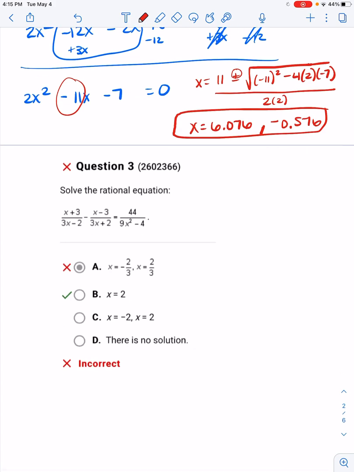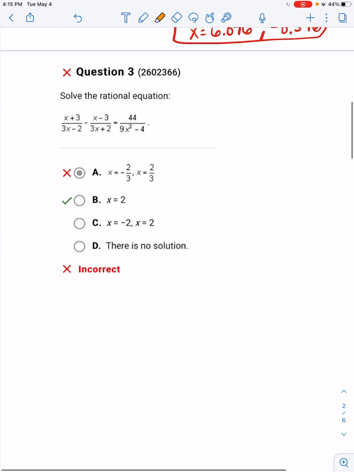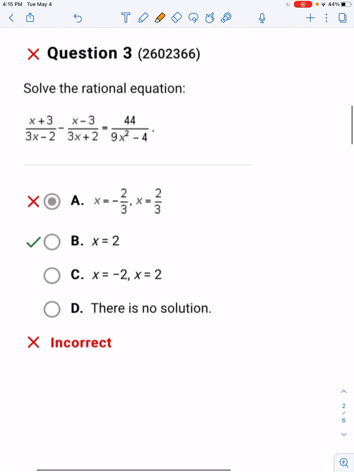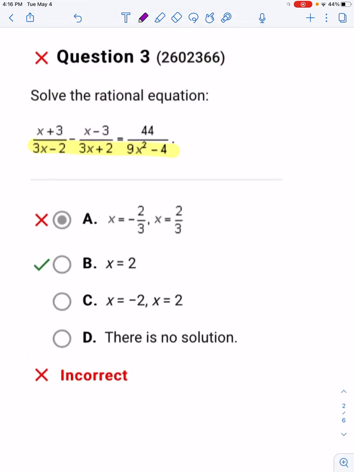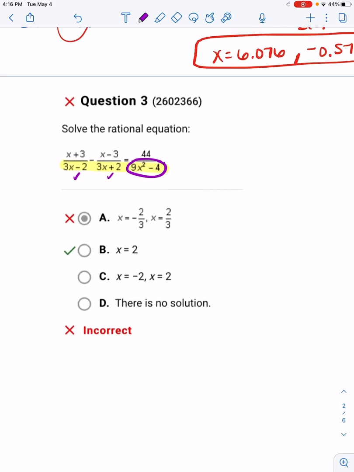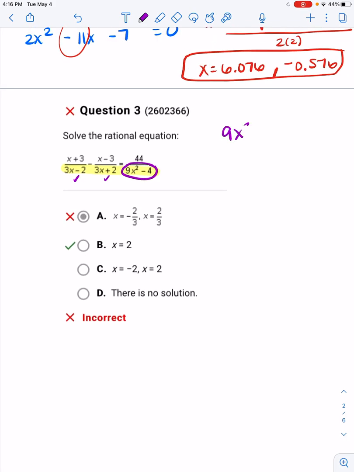So again, my first step is, if I look at this question number 3, I'm going to zoom in a little bit. So if I look at question number 3, my first step is take a look at your denominators and see if any of them can factor. So like the first one is 3x minus 2, that's good, it doesn't factor. 3x plus 2, good, it doesn't factor. This one does factor. So 9x squared minus 4.